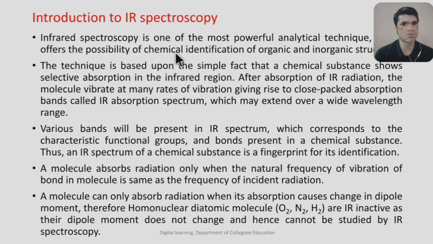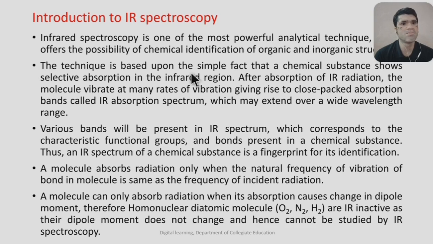IR spectroscopy is one of the most powerful analytical techniques, which offers the possibility of chemical identification of organic and inorganic structures. Using IR spectroscopy, we can find the type of functional group present in the organic molecule, and in combination with other techniques such as NMR and mass spectroscopy, we can use this technique to find the complete structure of the molecule.